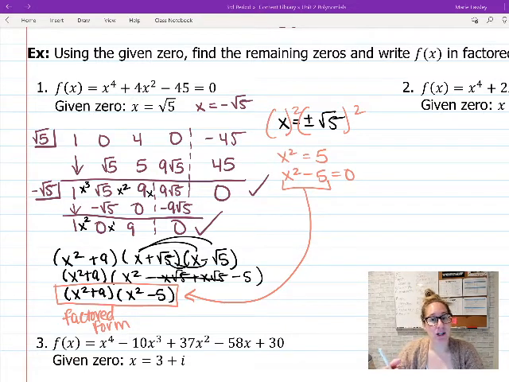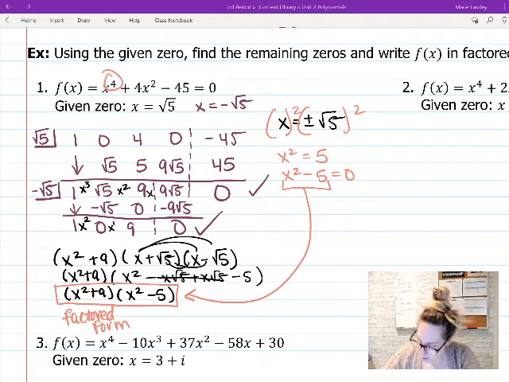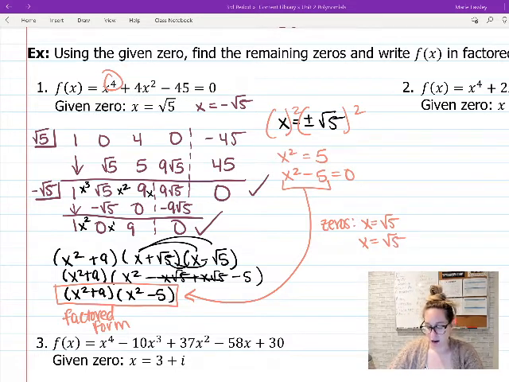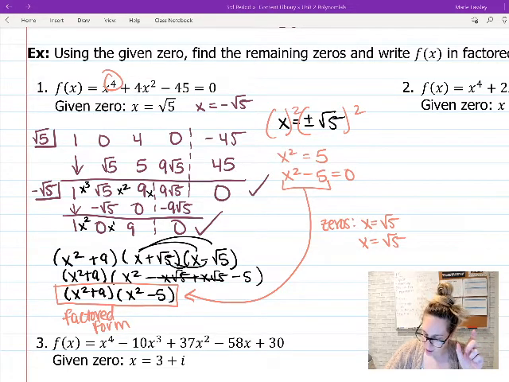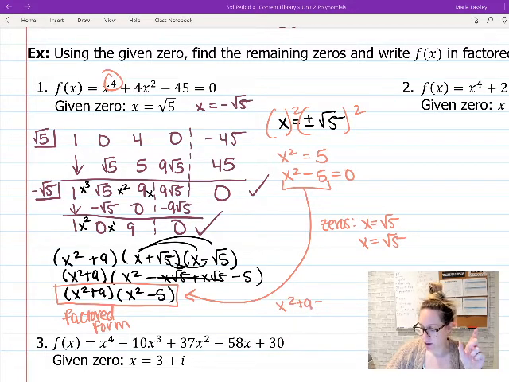The last thing the problem wanted us to do was to find the remaining zeros. So we have 2 zeros, and based on the given problem, we know that we should have a total of 4 zeros. The zeros that we do have are root 5 and negative root 5. Now we're going to take the x squared plus 9, set it equal to 0, and that's going to give us our remaining zeros. So x squared plus 9 equals 0, x squared equals negative 9, x equals plus or minus the square root of negative 9, so x equals plus or minus 3i.